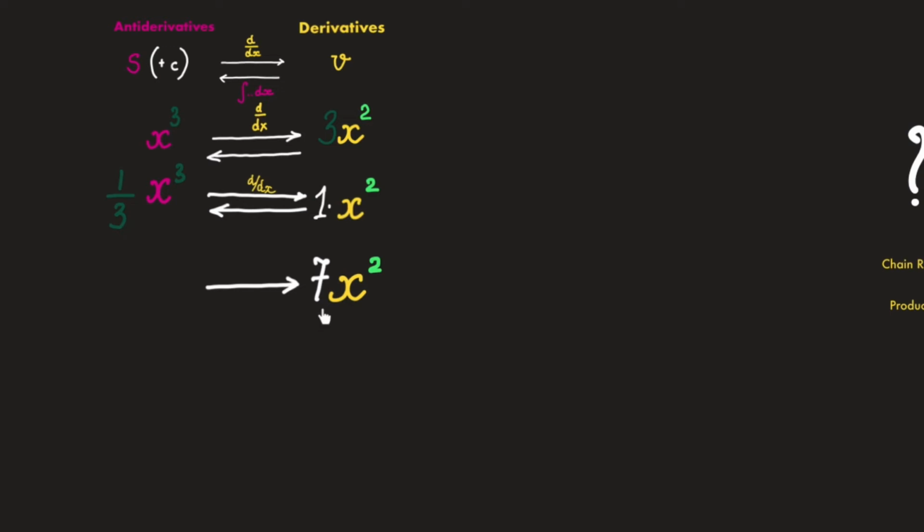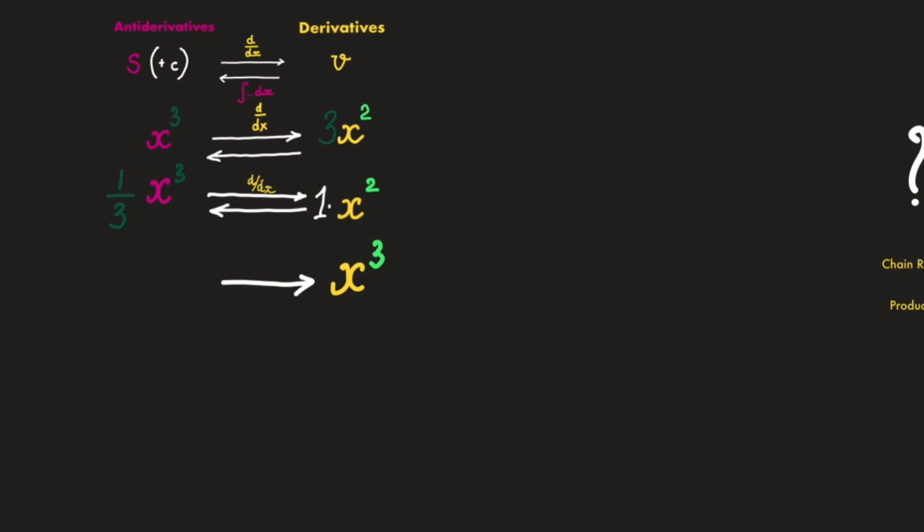Give me an antiderivative of this. What number should I put here so that the derivative of this is 7x squared? Well, from our previous discussion, I hope that you can see that it must be 7 over 3. Alright, so now let us try to generalize this.